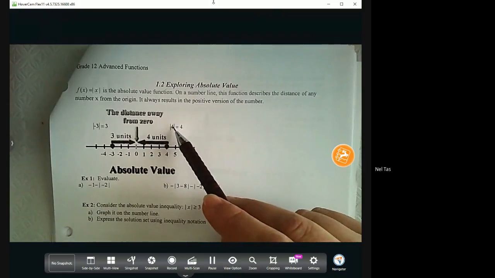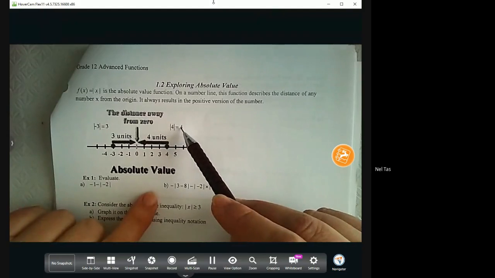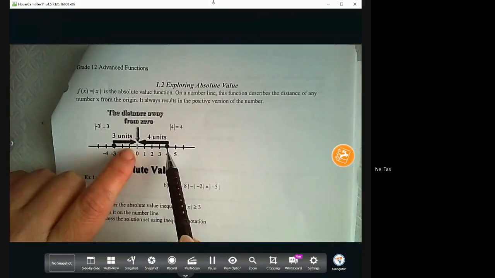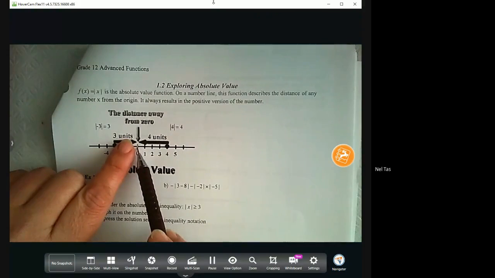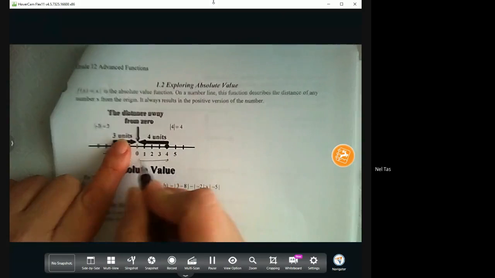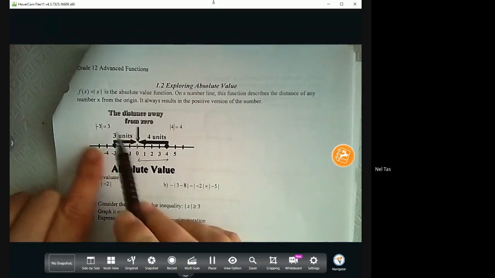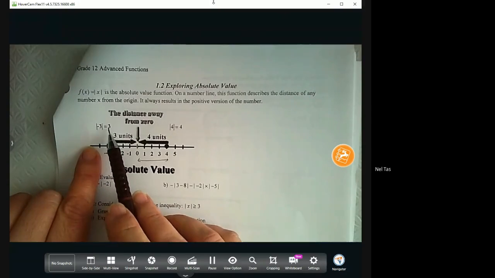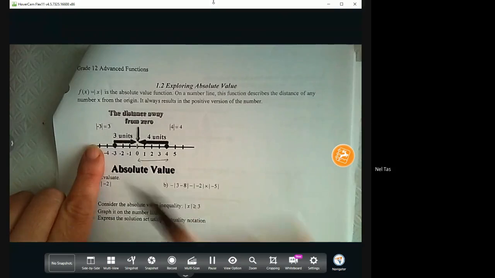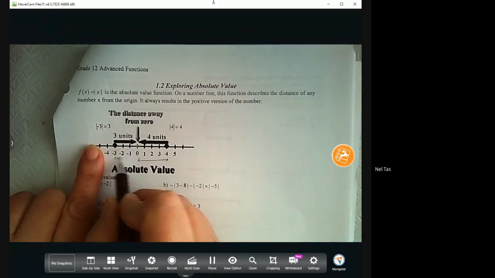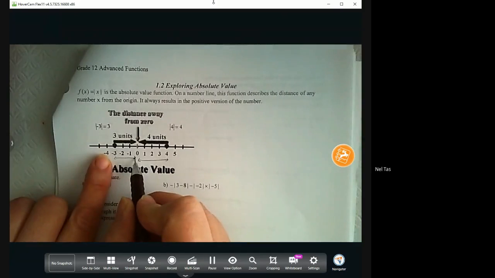So if you have the absolute value of 4, that is the same as 4, okay? And that describes the distance between 0 and 4. So that is 4 units. Therefore, the absolute value of 4 is 4. If you have the absolute value of -3, the result is going to be +3, because that describes the distance between -3 on the number line and 0. If you look at it as a distance, it will give you +3 units.